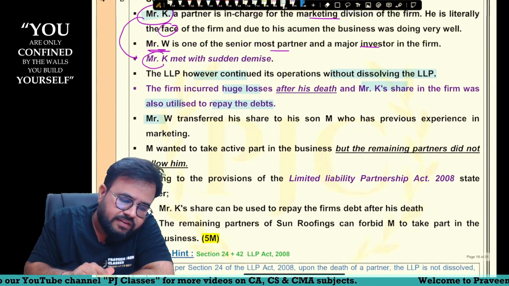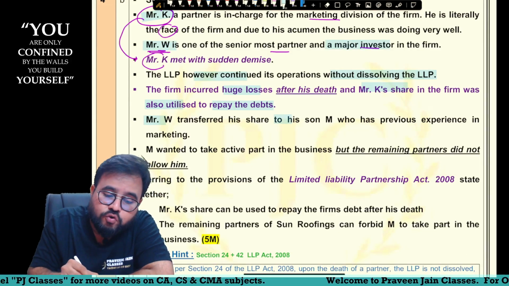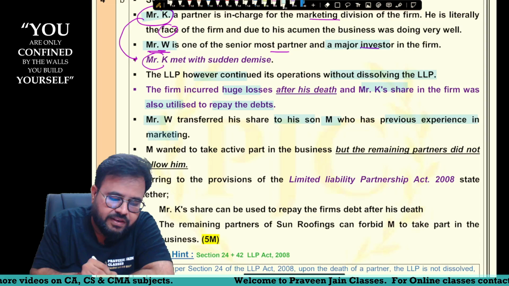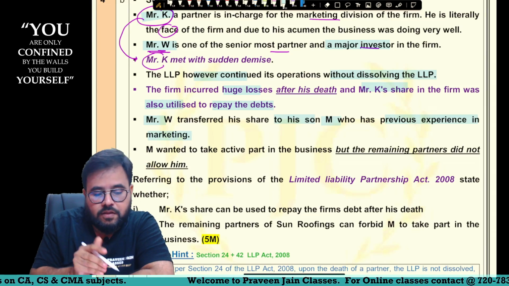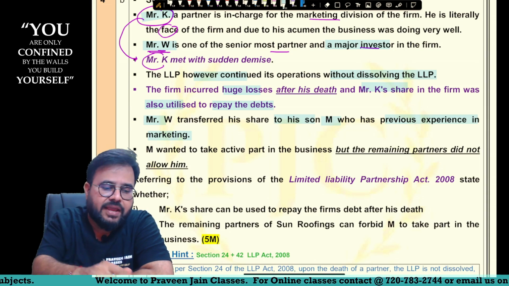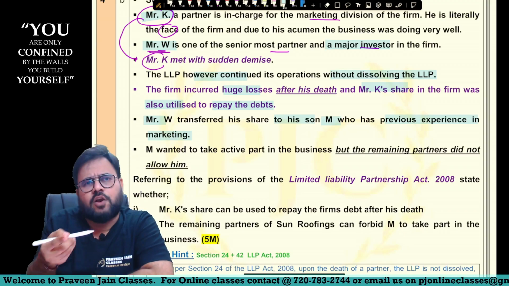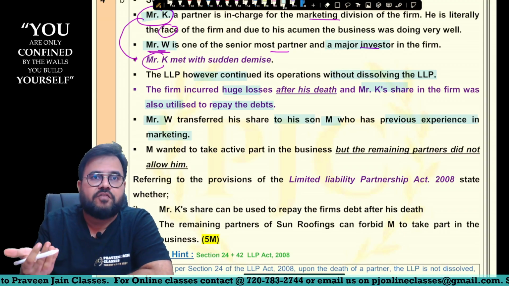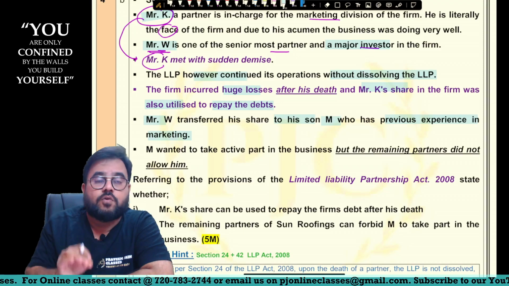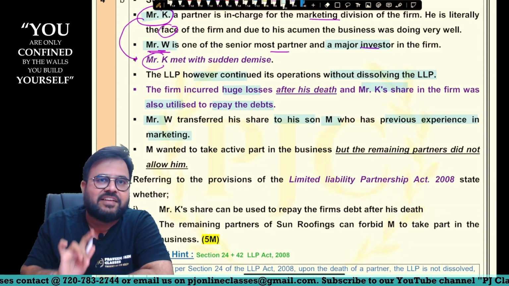Mr. W, the major investor, sir, transferred his shares to his son M, who has previous experience in marketing. Now remember, we have only done the transfer of his shares. We did not make him the partner, sir. Remember, is this allowed? Yes, assignment of rights is always allowed. As per LLP Act also it is allowed. As per Contract Act also it is allowed. Always remember, rights can be assigned. Duties or liabilities cannot be assigned, sir.